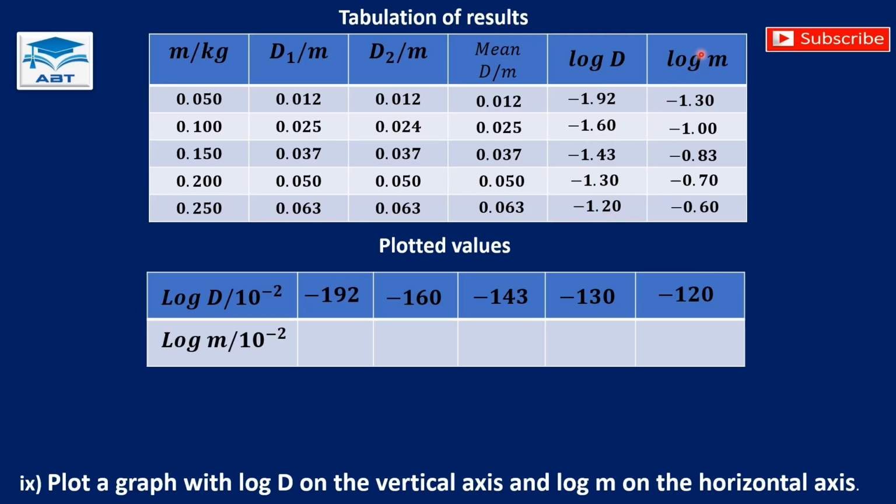For the values of log M, we move the points 1, 2, and the first value becomes negative 130 times 10 exponent negative 2. So the next one will be negative 100, negative 83, negative 70, and negative 60. So we plot these values on the graph.